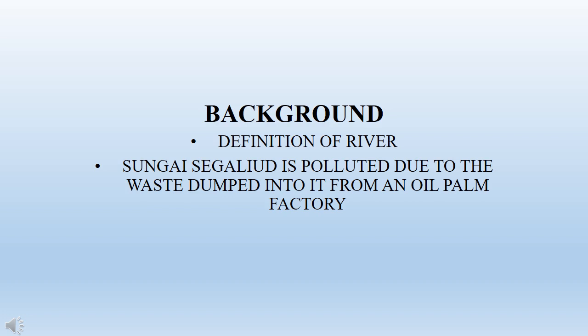However, rivers can be polluted easily, often caused by human activity such as poor waste management. Hence, Sungai Segaliud is polluted due to waste dumped into it from an oil palm factory. The waste consists of empty fruit branches, decanter cake, and palm oil mill effluent.